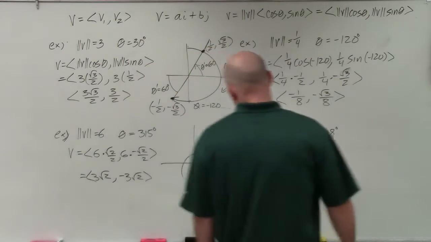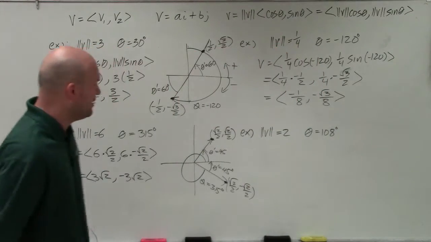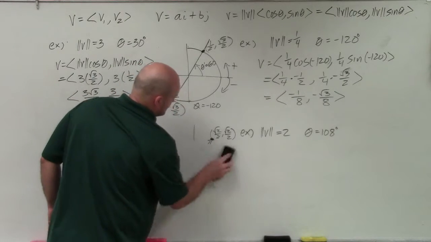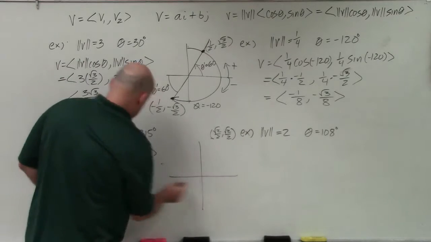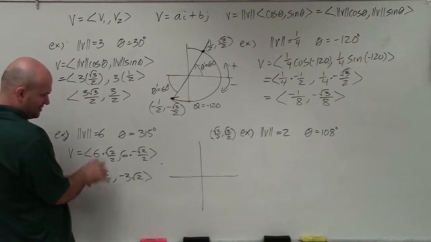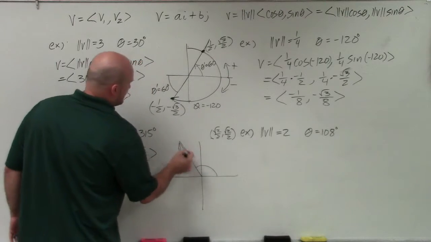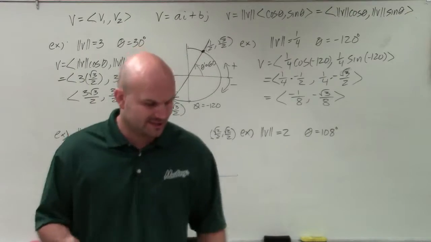Okay? In the last example, we have an issue here. Let's double check. Is that in the fourth quadrant? Yes, that is. So we know from here to here is 90. So 108 is right here. The problem is we don't have a value for 108 on the unit circle. So what are we going to do?